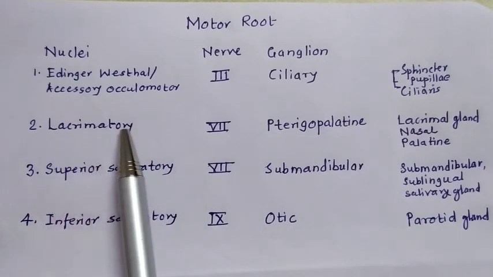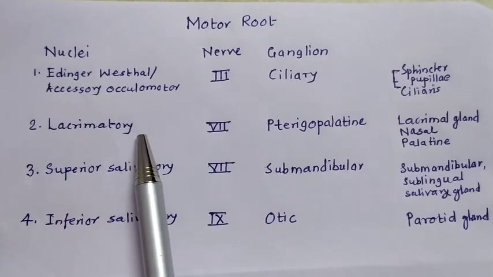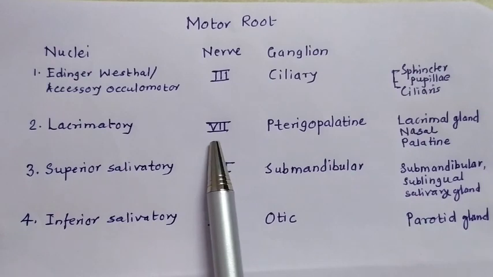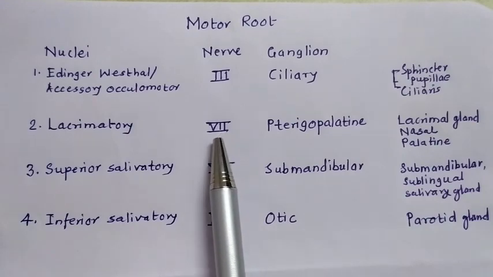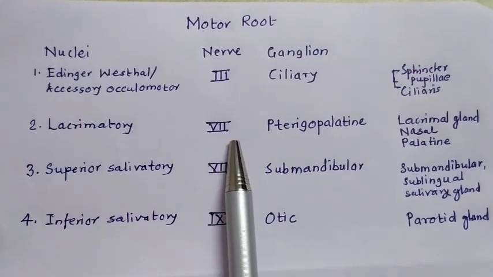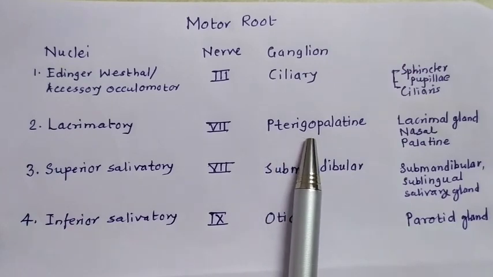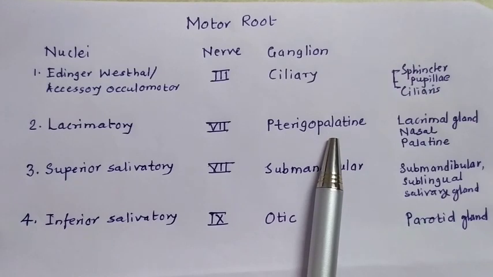The fibers beginning from the lacrimatory nucleus are carried by nervus intermedius, that is the sensory root of the facial nerve, then by the facial nerve, then by its branch greater petrosal nerve, which joins with deep petrosal to form the nerve of the pterygoid canal, and these parasympathetic fibers are released in the pterygopalatine or sphenopalatine ganglion.